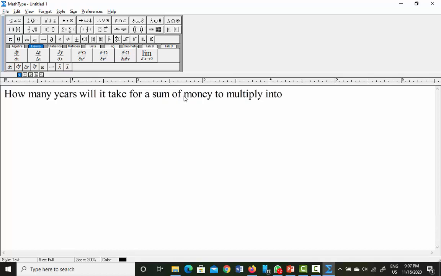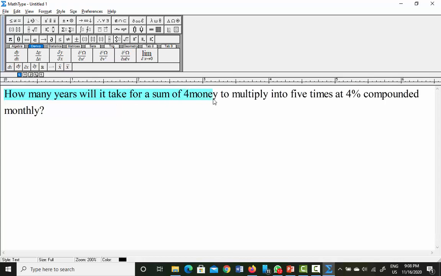for example at 4% compounded monthly. So the question is asking how many years it will take for a sum of money to multiply into 5 times.